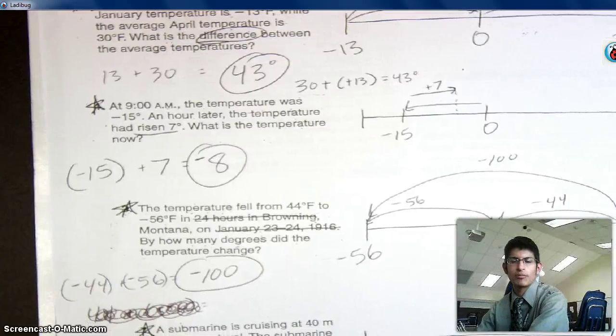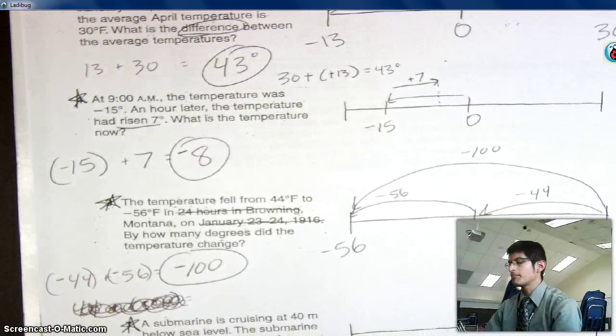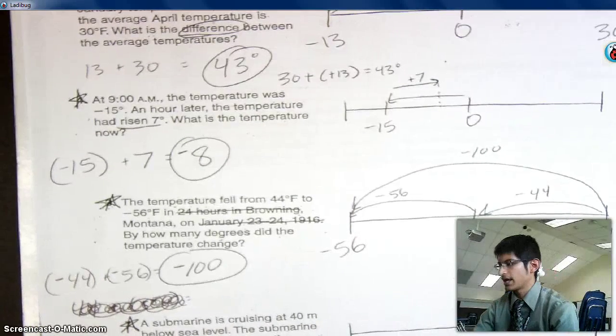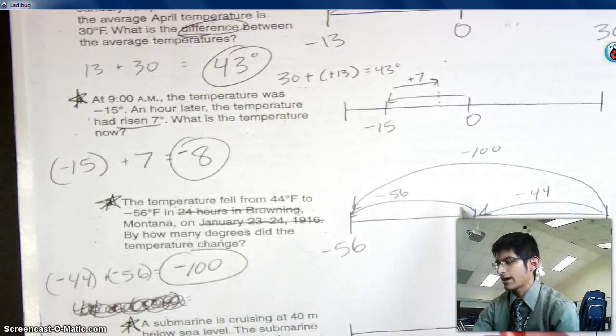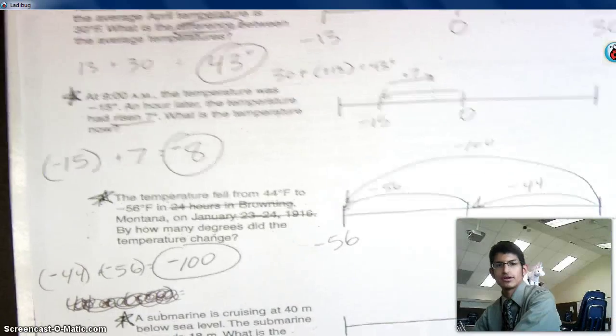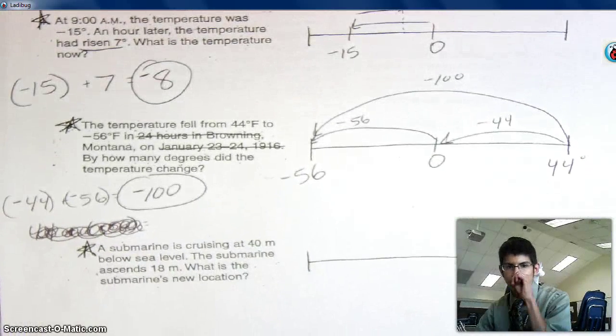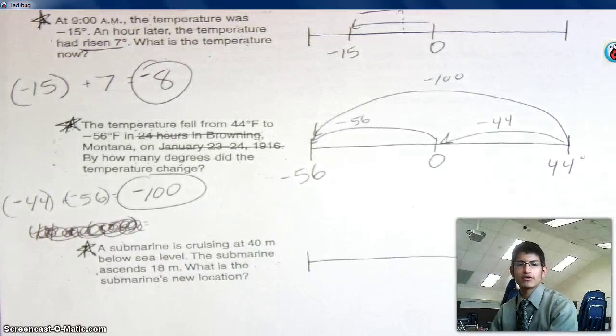Sorry, that was confusing. I hope I didn't confuse anybody. You're going backwards, that's why the answer is negative. I should have written negative since I went backwards 44 and then went backwards 56. That's why it's negative. Okay, on the next one, a submarine is cruising at 40 meters below sea level.